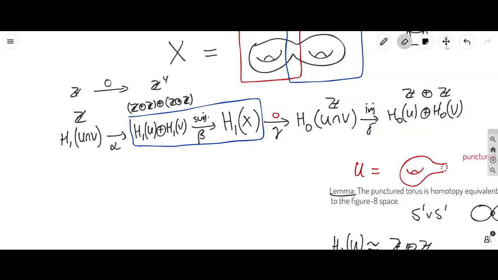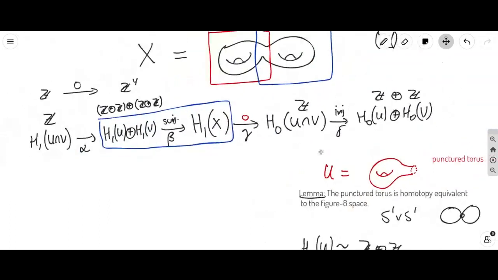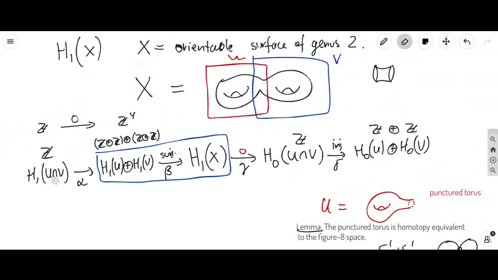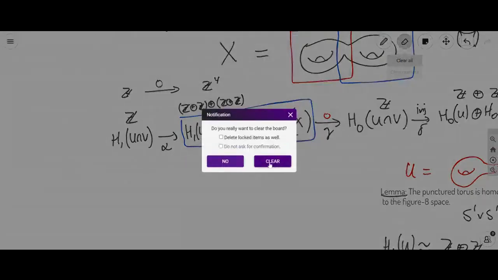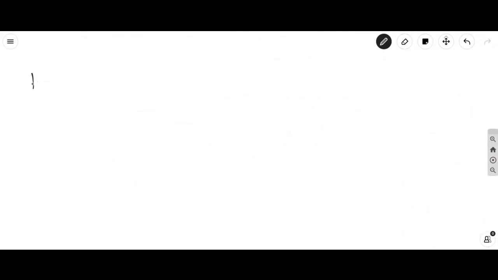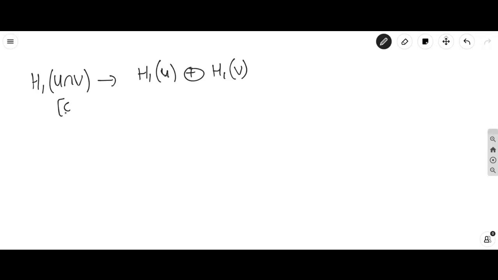So here's what it has to do with. Now, what is U intersect V? Okay, let's do it like this. How about we remove everything? So this is just getting in the way. So let's start from the very, very beginning. We're going from H1 of U intersect V into H1 of U plus H1 of V, like this. So we're taking a class and we're mapping that class diagonally, like this. So this is the homology class in U, and this is the homology class in V.